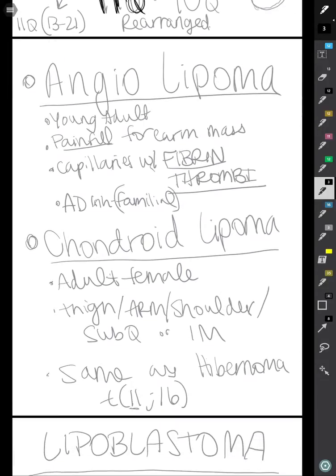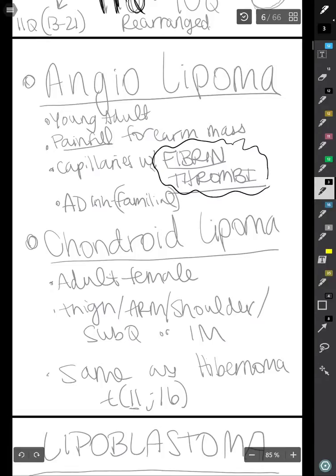So some things to mention here. Angiolipoma doesn't really have a specific translocation to remember, but the clinical that you need to know is that it's a young adult, oftentimes a male, teens or something. They come in with a forearm mass or maybe even multiple masses, and it's very painful. And when we look at it histologically, there's a bunch of capillaries, and the big thing to note is that there are fibrin thrombi within all of these capillaries. That's a big clue there. There is somewhat of a familial inheritance here with autosomal dominant. It kind of runs in families. It's thought to possibly be a hamartoma, but there's no real evidence of that yet.